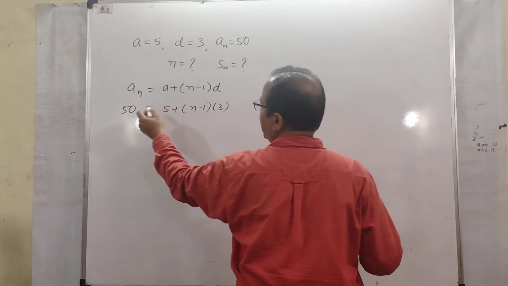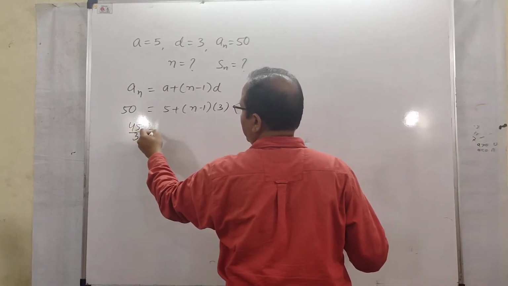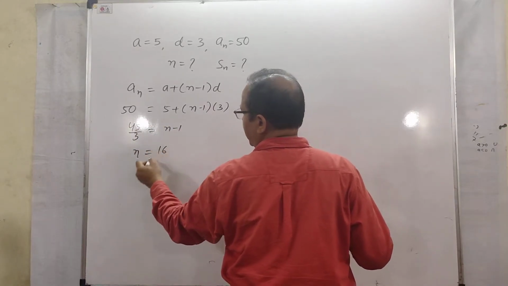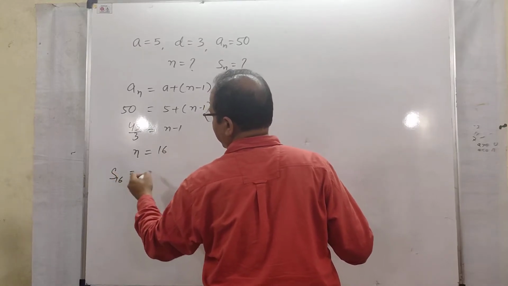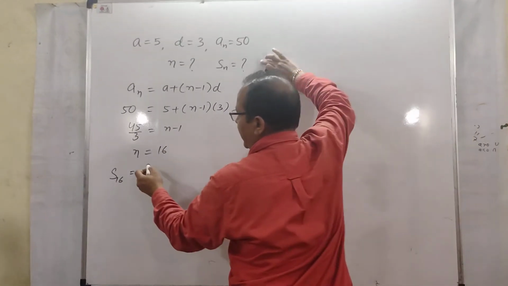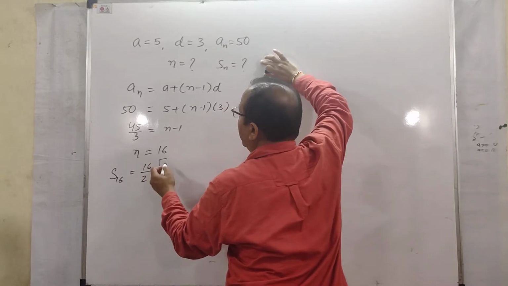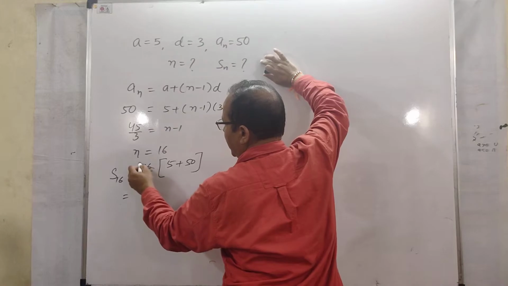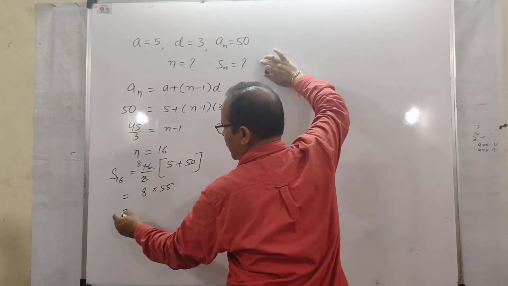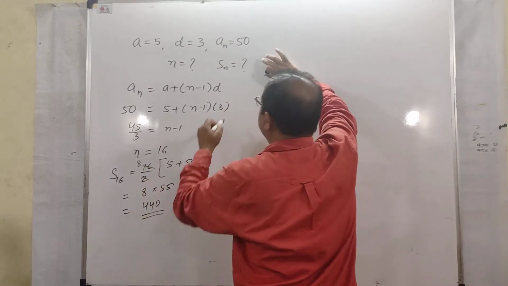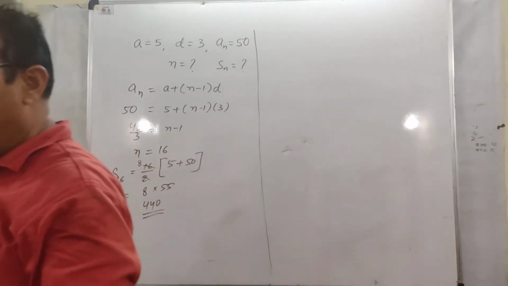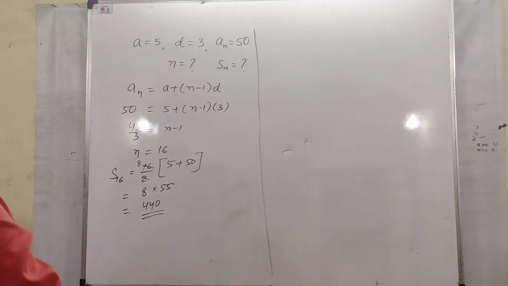D is 3.45 upon 3. So you'll get the value of n equals 16. And then we will calculate the value of Sn. That is 16 upon 2 into (a plus an). So this is 8 into 55, so it is 440. So in this way, by using the given conditions, the given data, we will be finding out the next unknown numbers n and Sn.